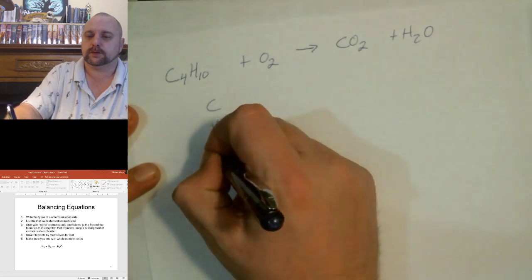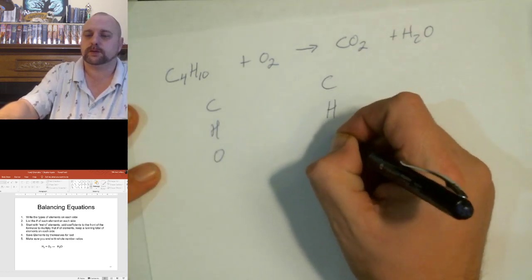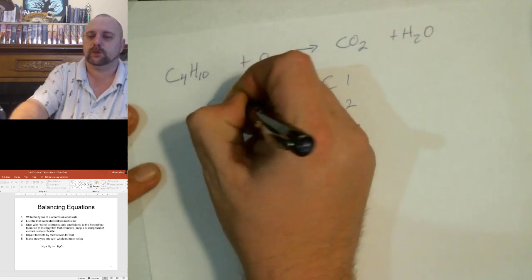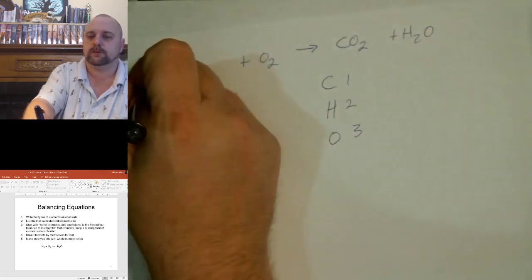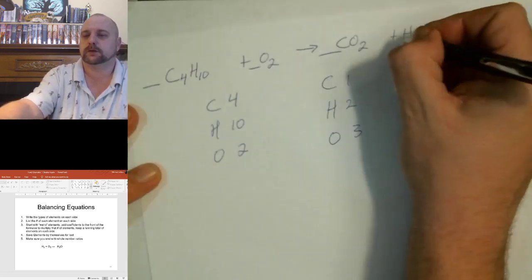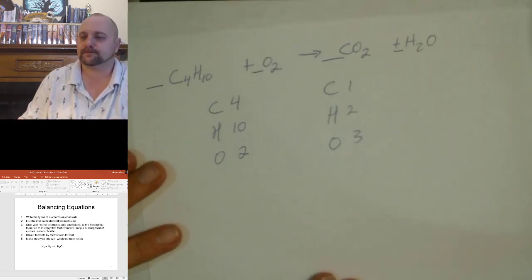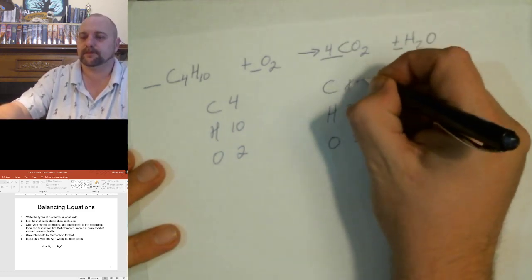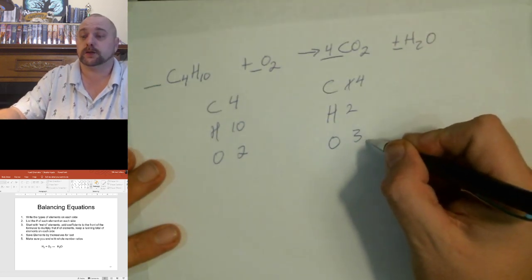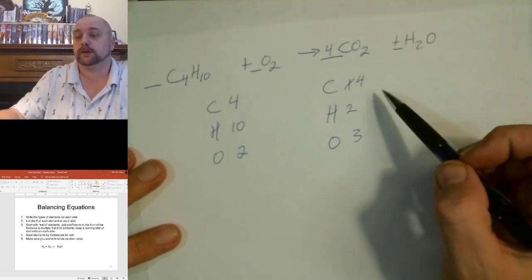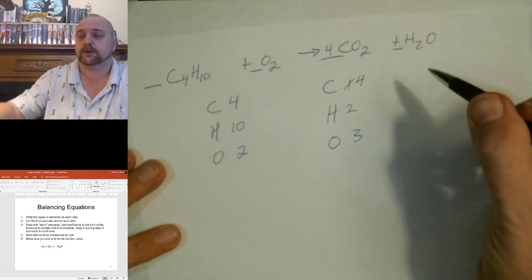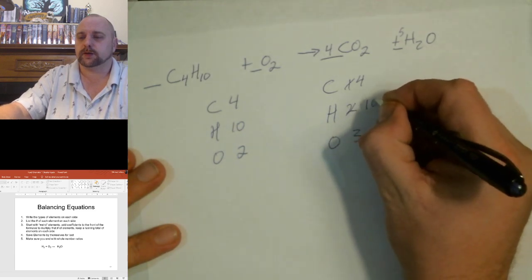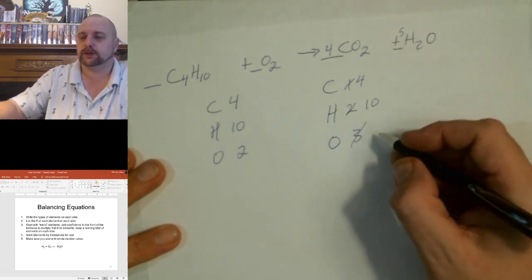Carbon, hydrogen, oxygen, carbon, hydrogen, oxygen. 1, 2, 3, 4, 10, 2. 4 coefficients. Okay. I'm going to start with the carbon, put a 4. I'm not going to change the oxygen yet because I'm going to have to change it as soon as I do this hydrogen. So let's go ahead and do the hydrogen first, as long as I remember to come back and do the oxygen. So now let's change my oxygen.